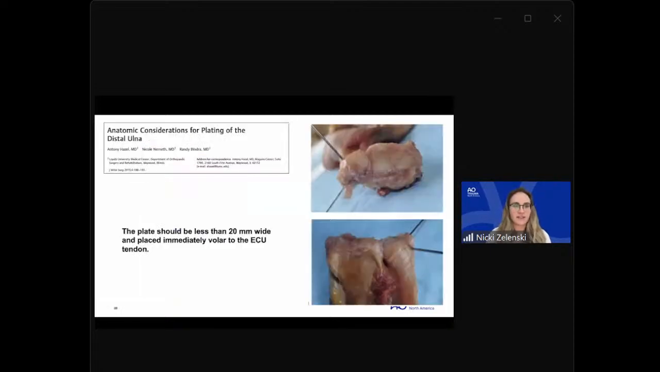Well, thankfully, Dr. Bindra studied this for us. He did a very nice anatomic study where they looked at a bunch of cadavers, and they removed all of the soft tissue, and they pro-supinated the wrist and the radius around the ulna, and they marked where the distal radius and ulna touched each other. So they found the safe zone for us. So much like we have a safe zone in the proximal radius, there's also a safe zone in the distal ulna, where you can put a plate without it impinging. And that safe zone is about 2 centimeters wide, and it's immediately volar to the ECU tendon.